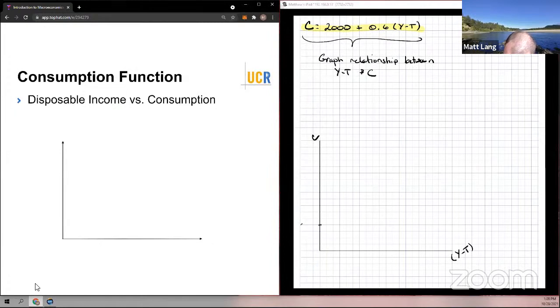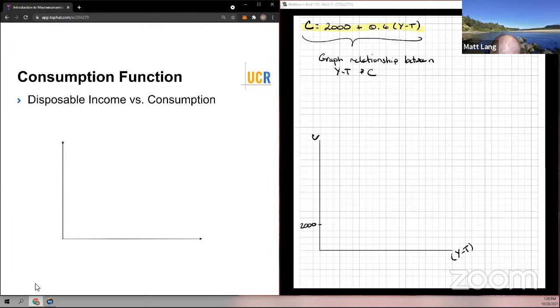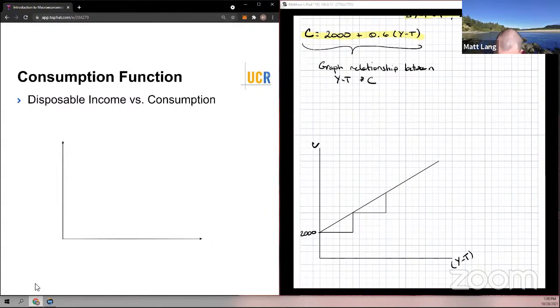The simplest way to do it is to say that when y minus t is equal to 0, we've got 2,000 as our consumption. Then we go over a little bit, and then we go up, over, and up, just like that. Then we can draw a line that represents the slope. Over here we've got an increase in y minus t. We take home more income, we spend more money. How much more do we spend? We spend 60 cents for every additional dollar we get.